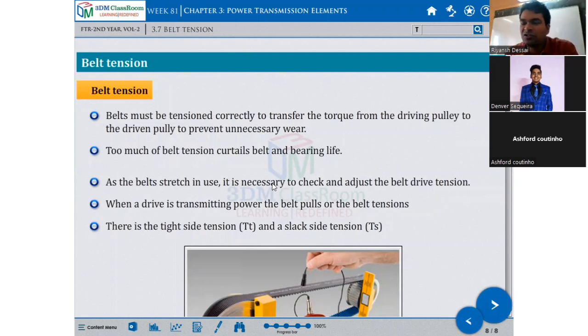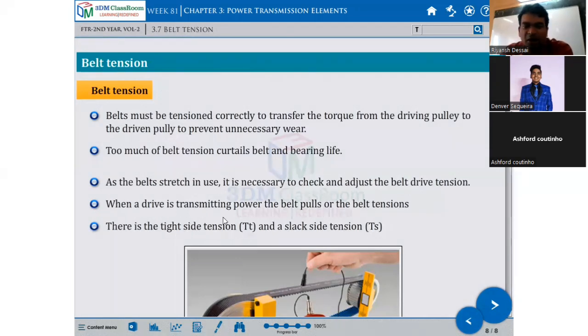So the tension differs in the drive circuit, and torque is transferred from the driving pulley to the driven pulley. This is what you have to take care of. Too much belt tension curtails belt and bearing life. So take care with the belt tension, because there are chances of the belt life being curtailed and the bearing life also being reduced. Even when the best belt is used, it is necessary to check and adjust the belt drive tension. You have to physically check it and adjust the belt drive tension accordingly.